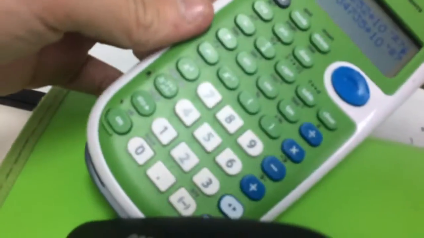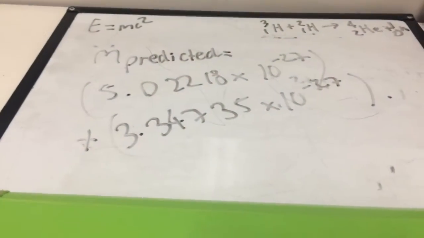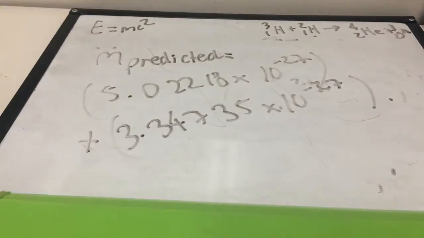Hang on, camera problems. There you guys will see: 0.34735, 3.4735 times 10 to the negative 27 times 10 to the negative 1. I got the exact same number, that's what I'm trying to say. It gives you the exact same number, so don't worry.